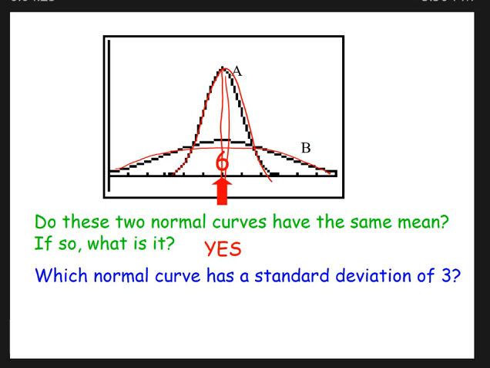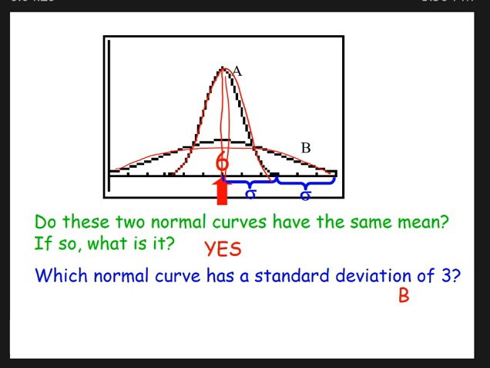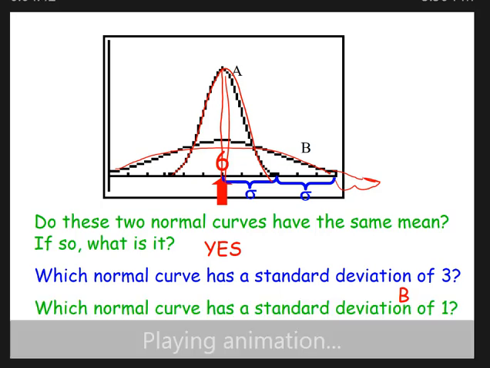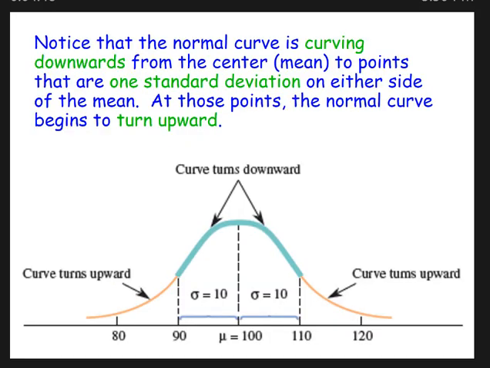Now, if I'm asking which one has a standard deviation of 3, well, that wider curve, you go out 3 and then 3. Notice it's not all the way out. That curve keeps going off our graph. You go out another 3. Most curves would go about 3 standard deviations in either direction from the mean. Which one is a standard deviation of 1? Well, that inner curve, see, 1, 2, 3, gets us out there.